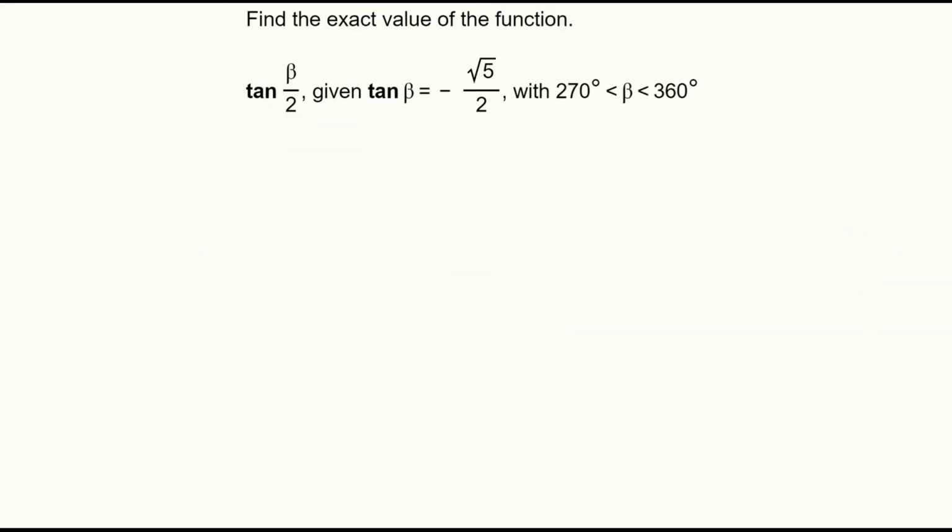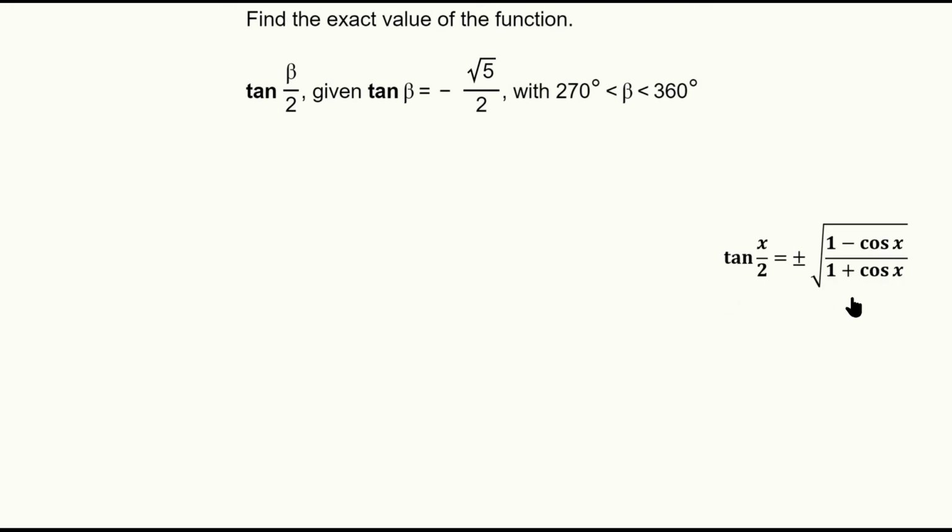Okay, so here's another one. It's a little bit more interesting. There is definitely one form of the half-angle identity for tangent which is more efficient to use than the other forms. So I'd like you to pause the video, see if you can determine which form that is, and then come back, see if we agree.